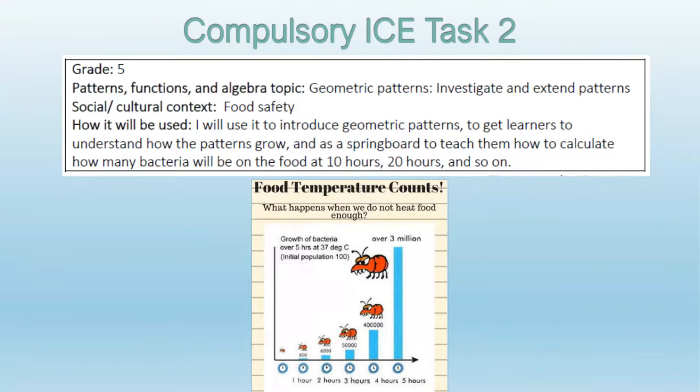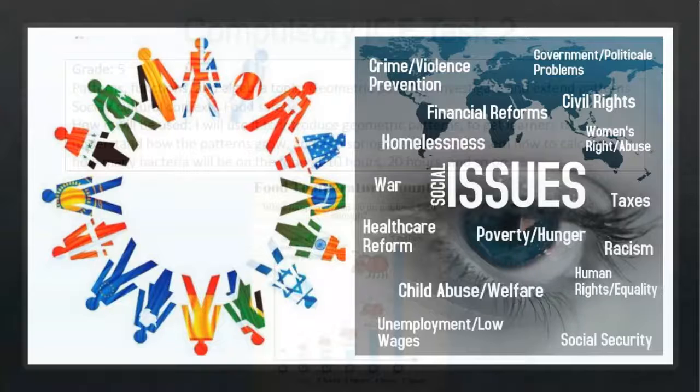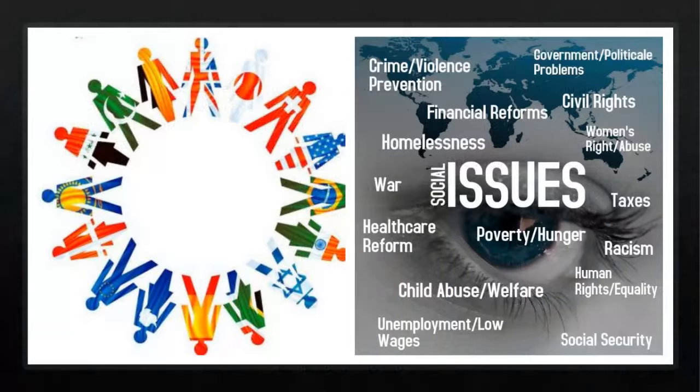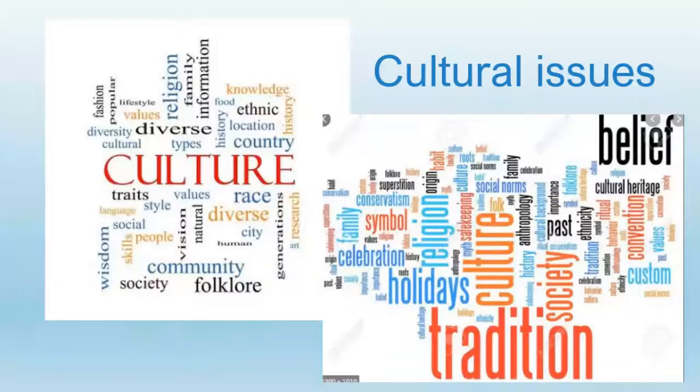So your context that you are concentrating on is only the social and cultural context. Yes. All right. So you choose an issue. You can choose any issue. Taxes, racism, unemployment, healthcare, homelessness, any social or cultural issue that you can think of to base your theme of your poster on.